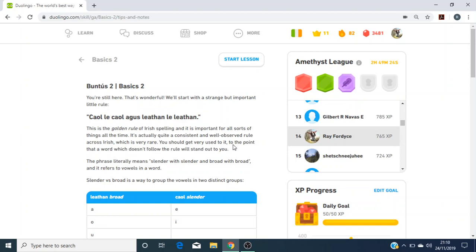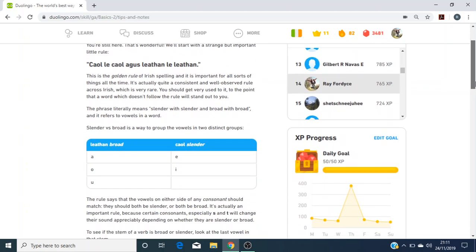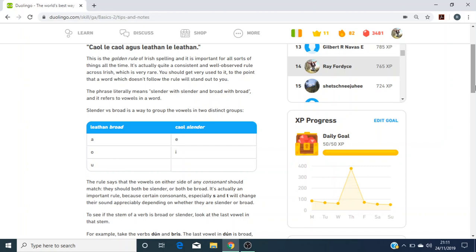You should get very used to it to the point that a word which doesn't follow the rule will stand out to you. The phrase literally means, there we are, slender with slender and broad with broad. Caol le caol agus leathan le leathan refers to vowels in a word. So slender versus broad is a way to group the vowels into two distinct groups. So a, o, u are broad vowels, and slender are i and e.